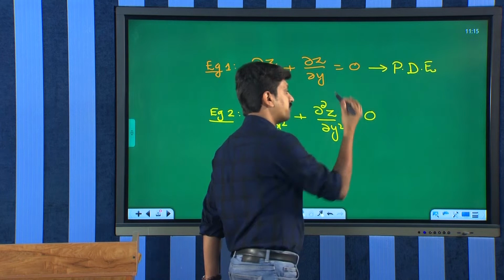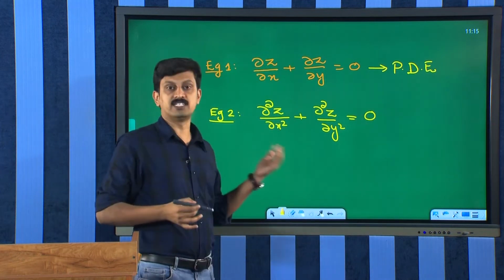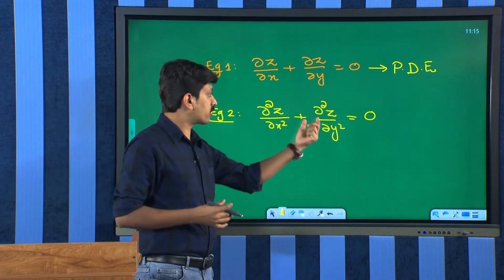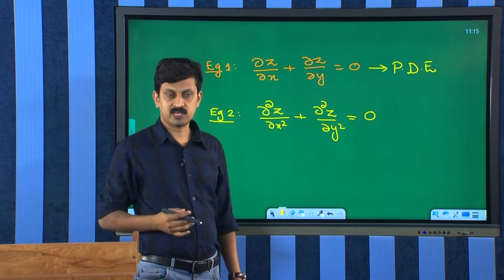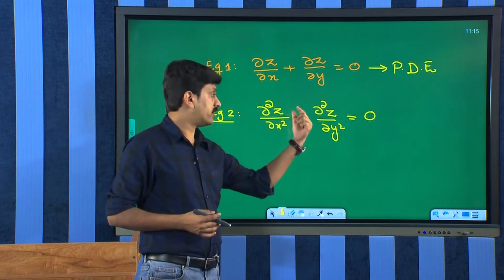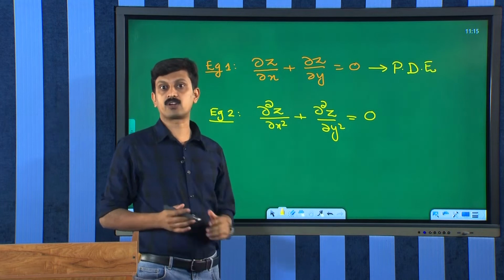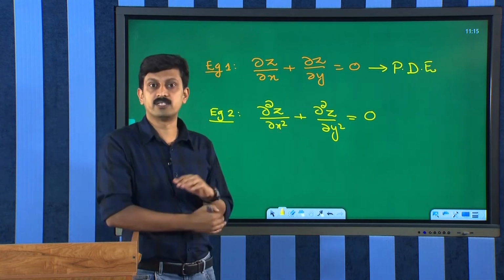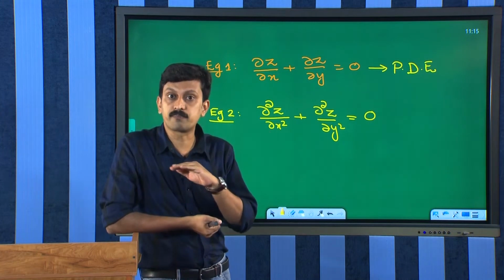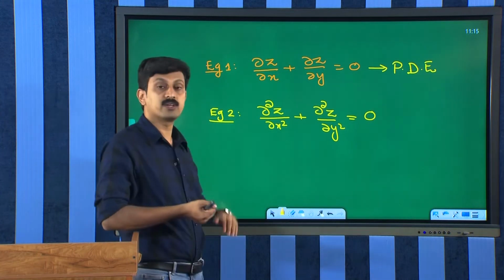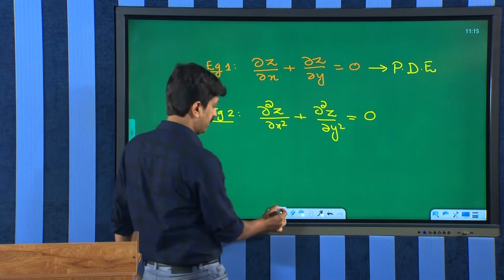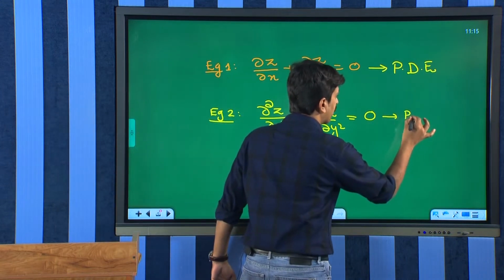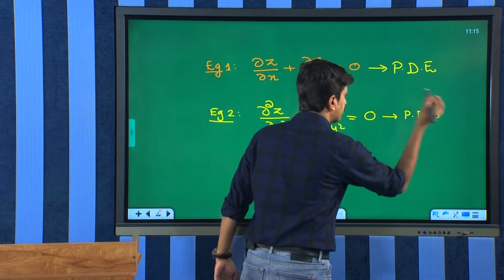This is also a differential equation which consists of second order partial derivatives. This equation consists only of partial derivatives and does not consist of ordinary derivatives. That is why we call it a PDE. This is also a partial differential equation.